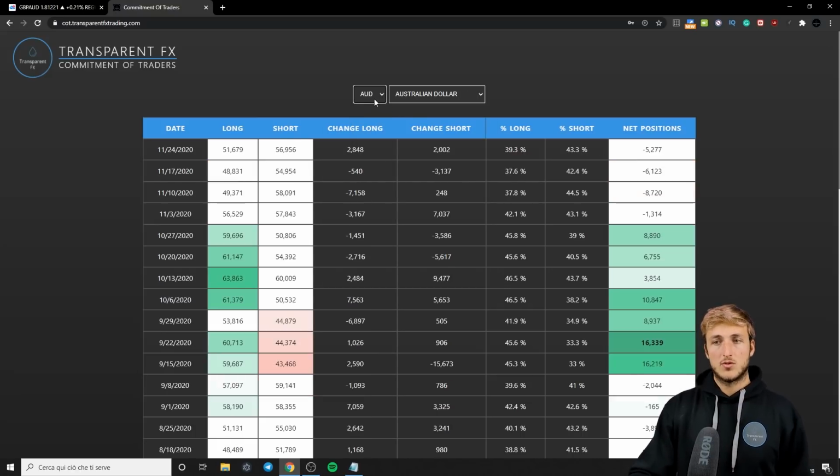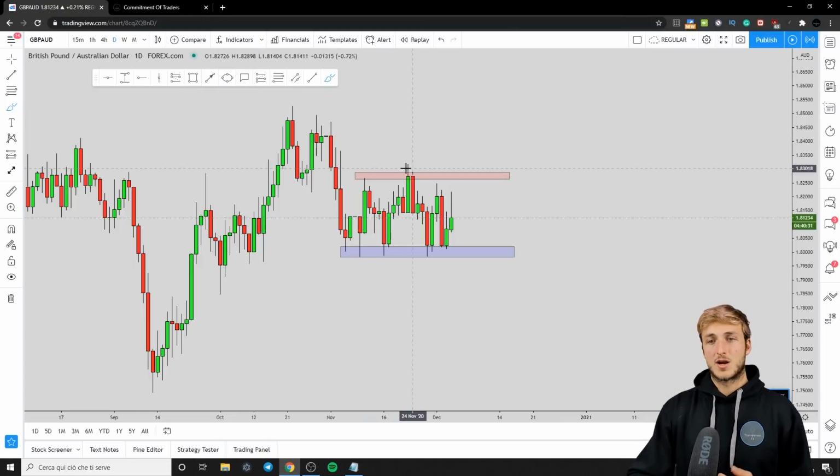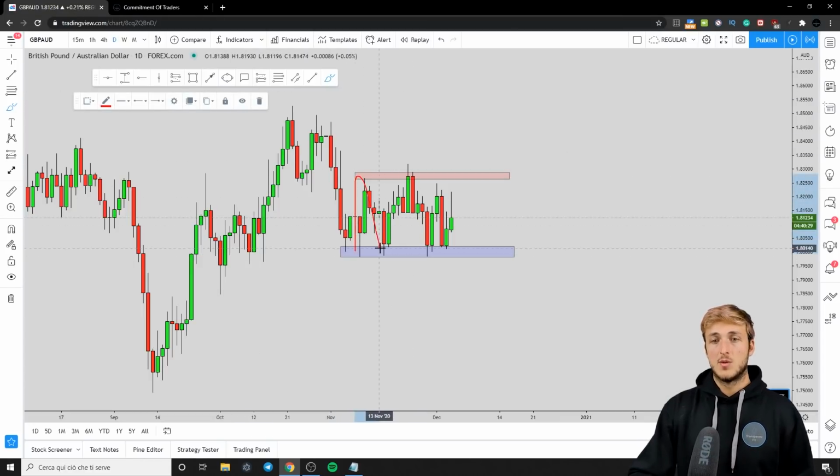And if we go and see what we have on the AUD, we can see that the AUD is getting weak as well, with net positions going from 16.3k all the way down to minus 5k. So we have a weak currency against a weak currency, which is quite easy. So at this point, it's quite easy to understand why the market is actually ranging. The market is ranging because you have a weak currency against a weak currency.